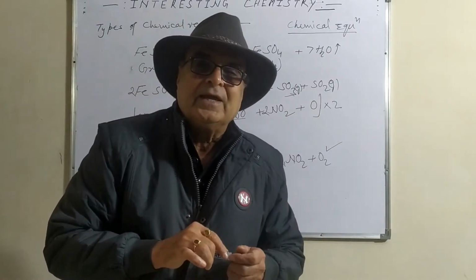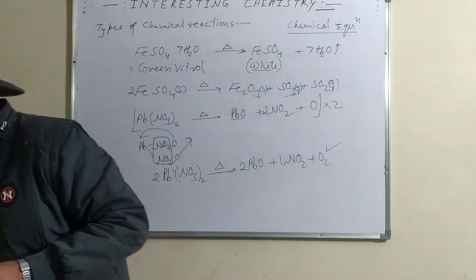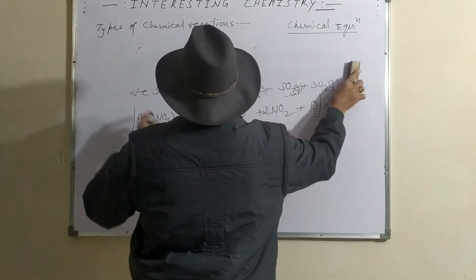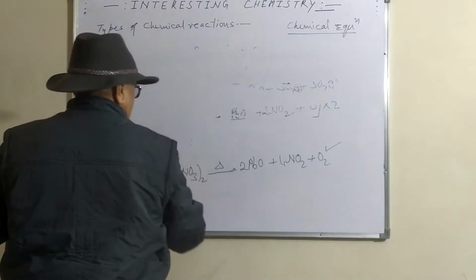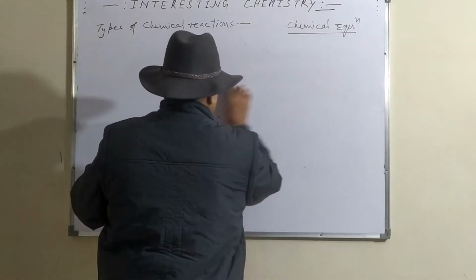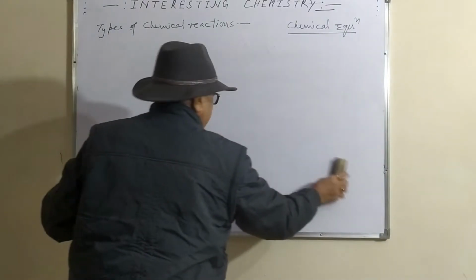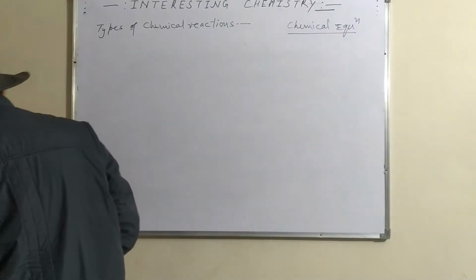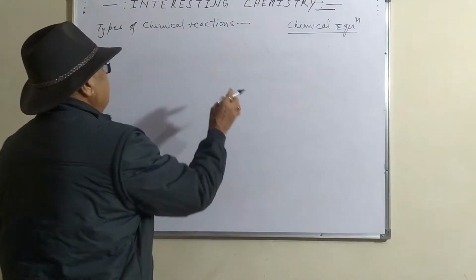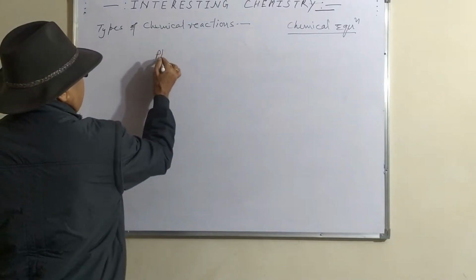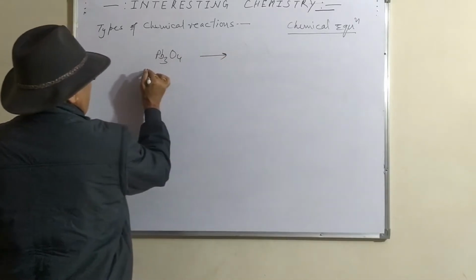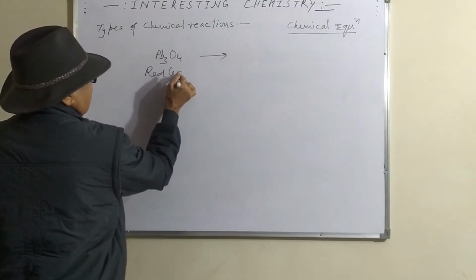Now I am giving a next example. I have given some examples of the dissociation reactions, and again I am giving you one more example. When red lead, do you know the formula of red lead? Pb3O4. It is called red lead.